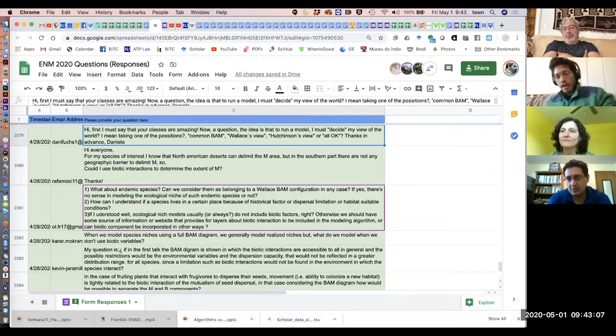And I think someone asked what would happen with endemics of islands. And in that sense, yeah, if your species is endemic to a tiny island, with not a lot of environmental variability, maybe you shouldn't try to do a niche model, or at least an ENM.